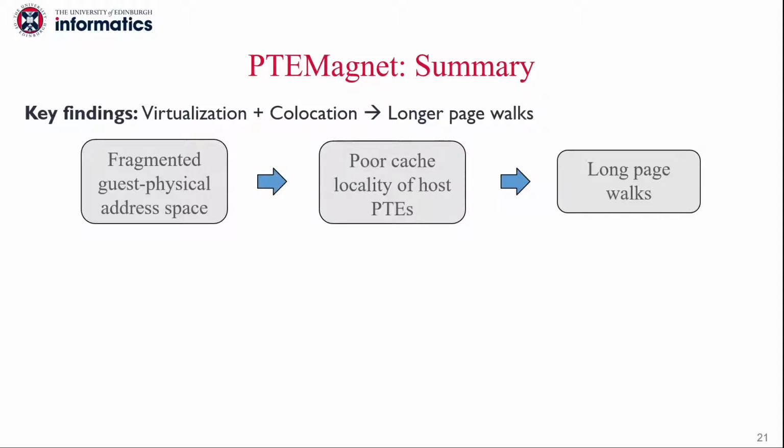Before I finish, let me briefly summarize the key findings. We found that in the presence of virtualization and application collocation, page walks become longer. It happens because the Linux memory allocator in the guest operating system fragments host virtual address space. Consequently, host page table entries of nearby pages are scattered among multiple cache lines. As a result, there are more cache misses during page walks, and page walks become longer.